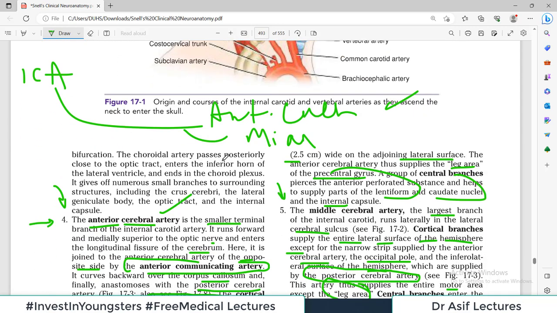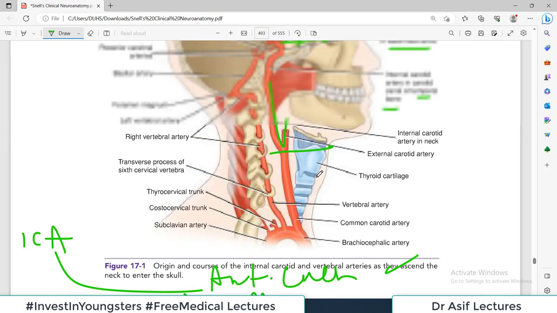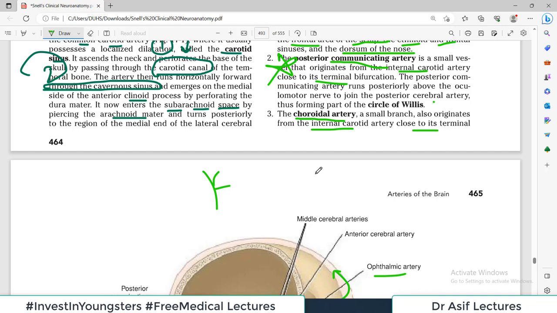The choroidal artery passes posteriorly to the optic tract, enters the inferior horn of the lateral ventricle and ends in the choroid plexus. So it supplies the choroid plexus basically. It gives numerous small branches to the surrounding structures, including the crus cerebri, the lateral geniculate body, the optic tract, and so it's an important artery that supplies the choroid plexus. Aur aapko pata hai choroid plexus ka important kaam hai, generation of CSF, so that's an important one.